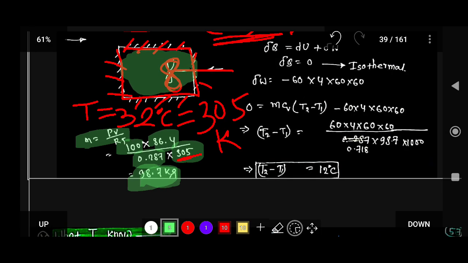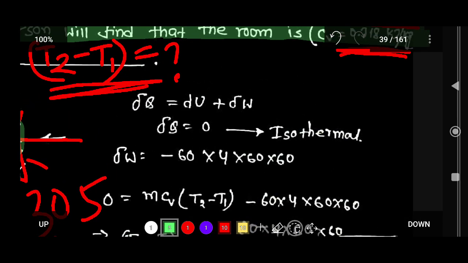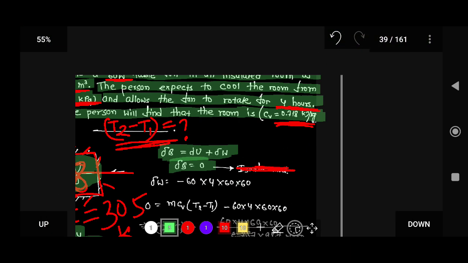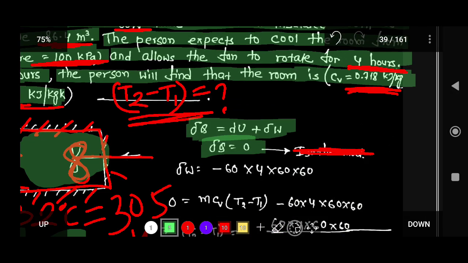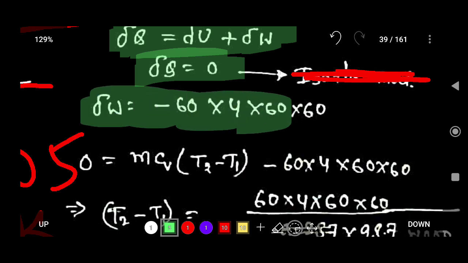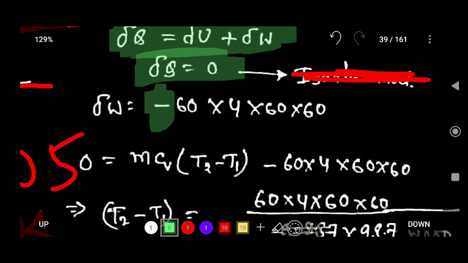Now you know the first law of thermodynamics, that is del Q equals dU plus del W. The room is insulated, so del Q is equal to 0. And here the fan is rotating, so there is work into the system. Work into the system will be negative, so there is a negative sign.